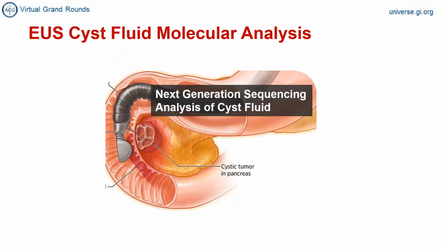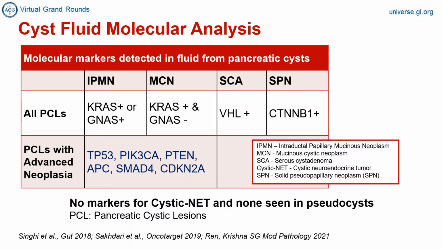So cyst fluid molecular analysis uses a standard 22-gauge needle. It's the typical way you would obtain fluid for CEA or cytology. The fluid is analyzed typically by a genomic pathology lab, either at academic centers or at commercial labs. IPMNs show mutations in KRAS or GNAS. Mucinous cystic neoplasms show mutations in KRAS only. If you just get KRAS mutations, it could be either IPMN or mucinous cystic neoplasm. And serous cystadenomas show mutations in VHL, and solid pseudopapillary neoplasms show mutations in CTNNB1.